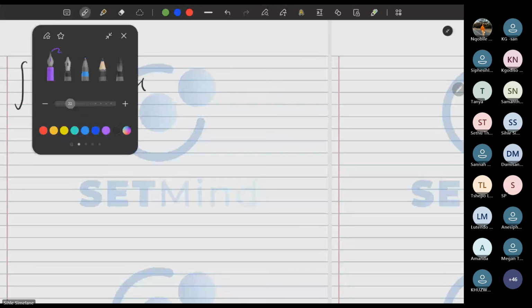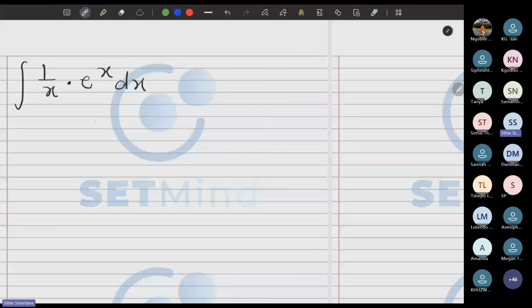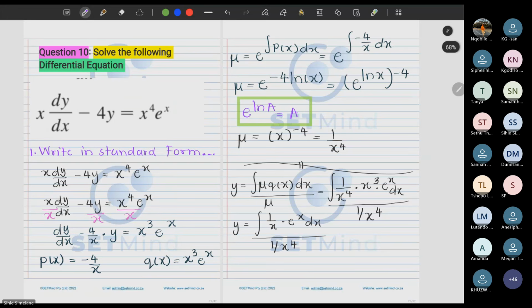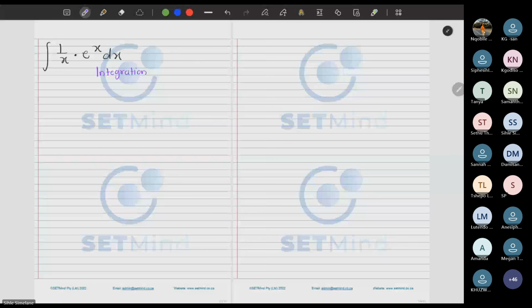Anyone, guys? How can we solve for this? I'm going to take a wild guess and say maybe we should use integration. Should it be by parts? Would this work? Let me think. Maybe it can. Okay, let's have a look. So let's try integration by parts and see how it goes.